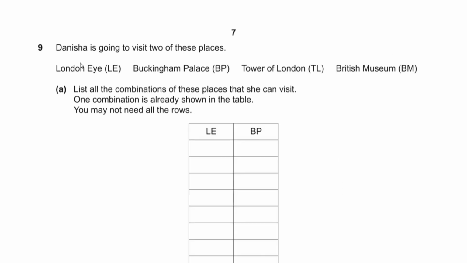Question number 9. Nisha is going to visit 2 of these places, the London Eye, Buckingham Palace, Tower of London, British Museum. Part A, list all the combinations of these places that she can visit. One combination is already shown in the table, so we have LE, BP. We could also have LE and TL. We could also have LE and BM.